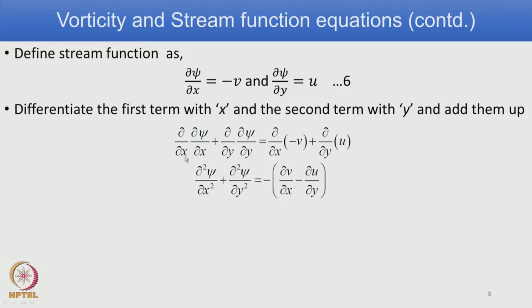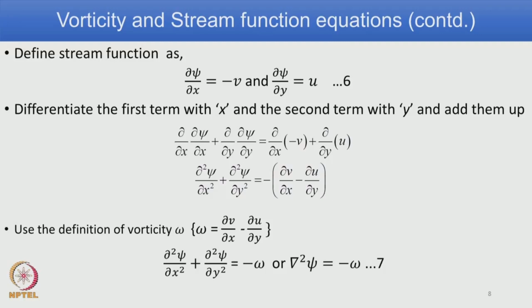So, on the left hand side you get dou squared psi by dou x squared plus dou squared psi by dou y squared. On the right hand side you can rearrange a little bit: minus sign, dou v by dou x minus dou u by dou y. Again we are able to observe the term in the bracket on the right hand side, which is dou v by dou x minus dou u by dou y, which is the vorticity. Hence, we use the definition of vorticity to rewrite that equation as dou squared psi by dou x squared plus dou squared psi by dou y squared equal to minus omega. In other words, del squared psi equal to minus omega.